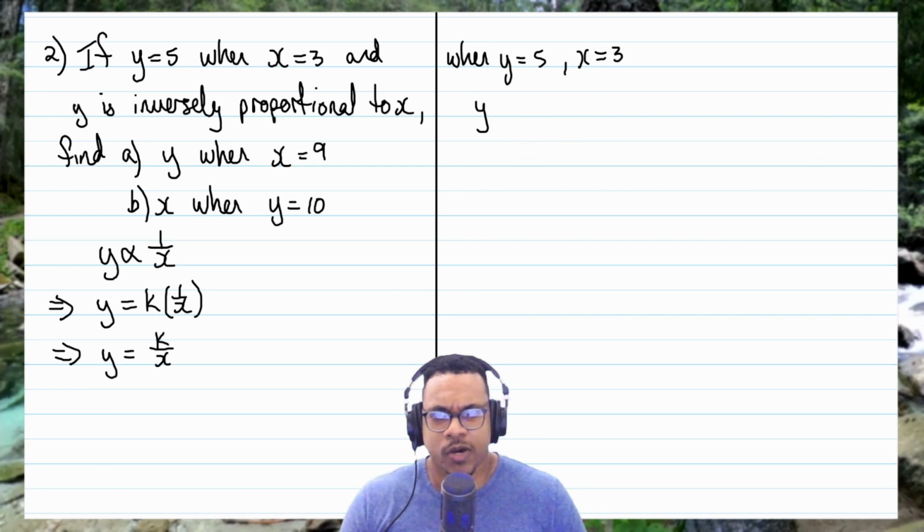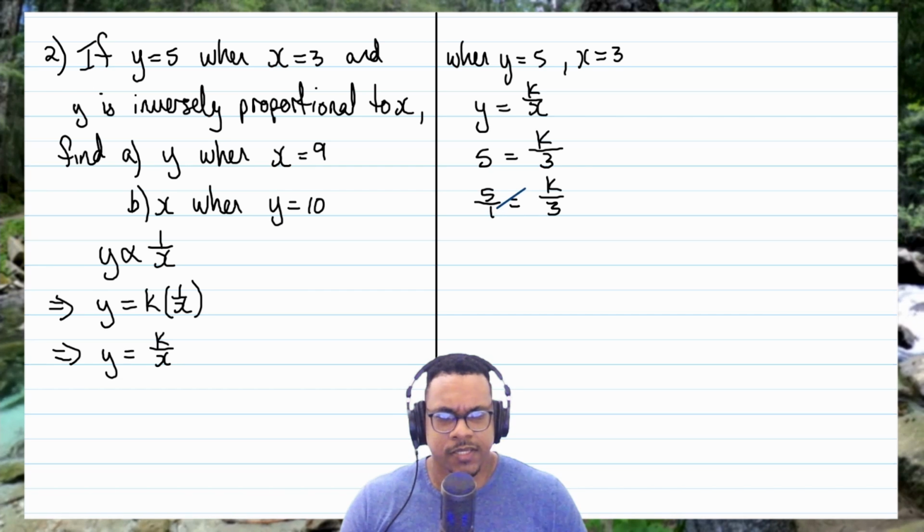So we write our equation y is equal to k over x. And now we'll make our substitution for y and x. So we have y is 5, and that'll be equal to k over x, and x is 3. So this means 5 over 1 is equal to k over 3. So we'll cross multiply, and we multiply 1 times k, and we'll get k. And then we'll multiply 5 by 3, and we'll get 15. So now we know that k is equal to 15.